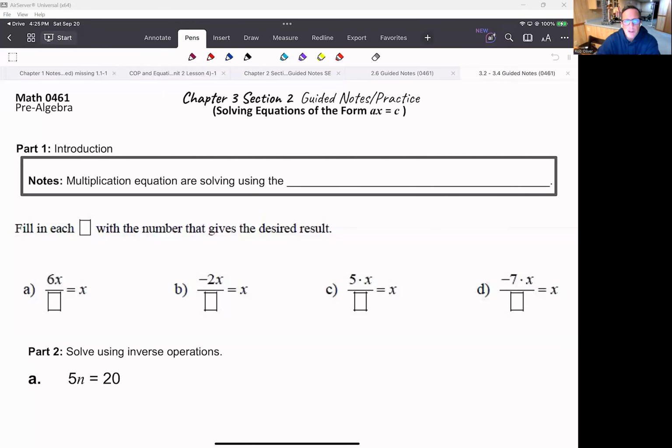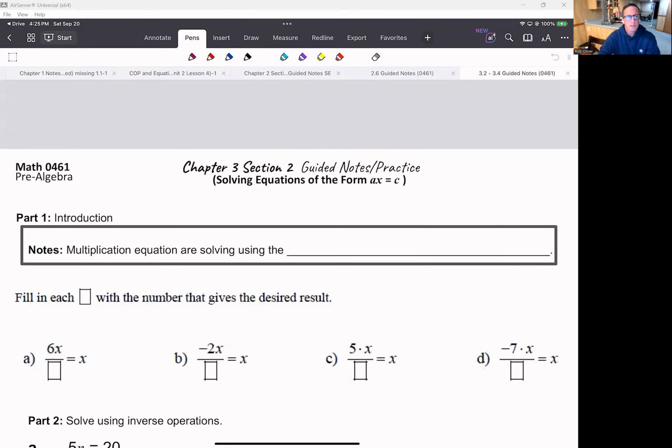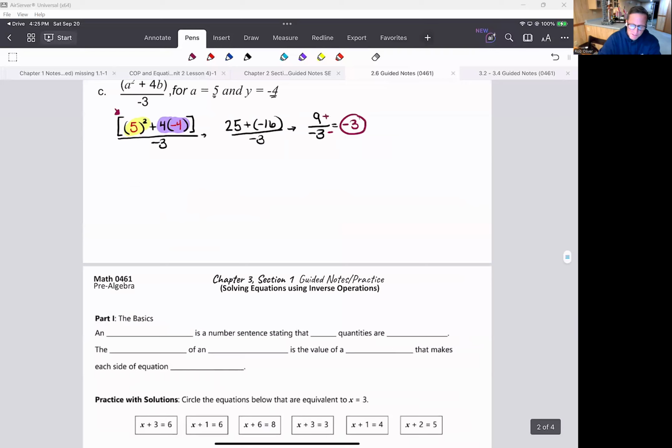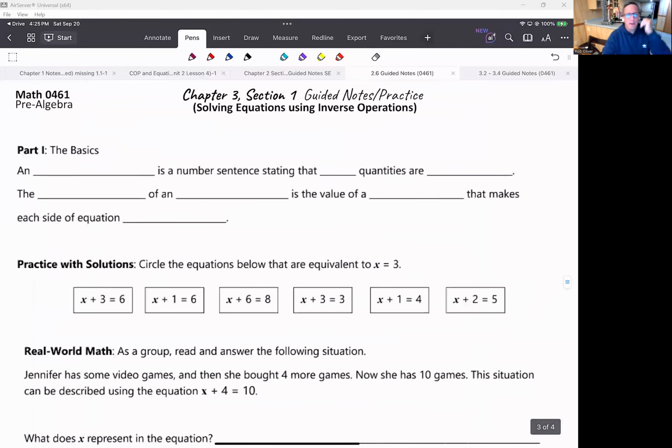Okay, let's go ahead and start with chapter 3. And I am on the wrong section. Let me try again here. All right, chapter 3. Here we are, section 1.